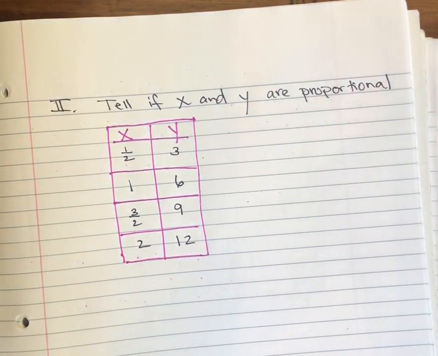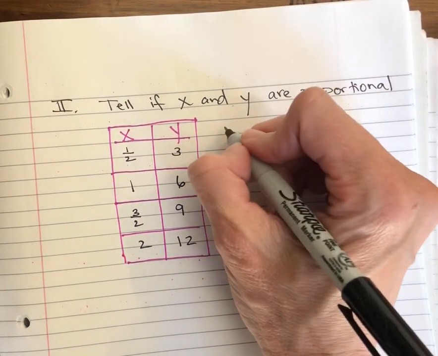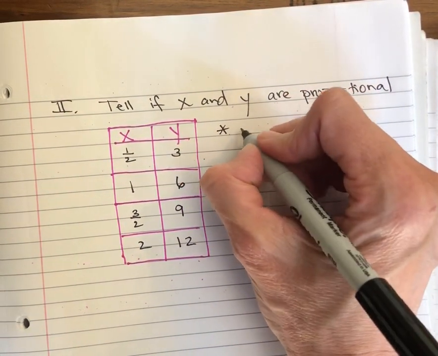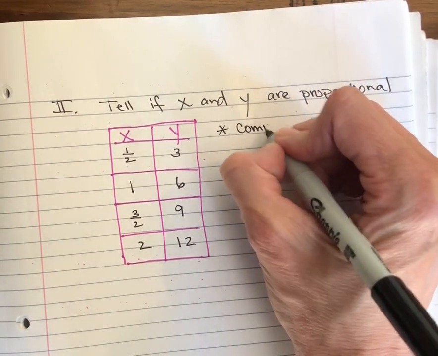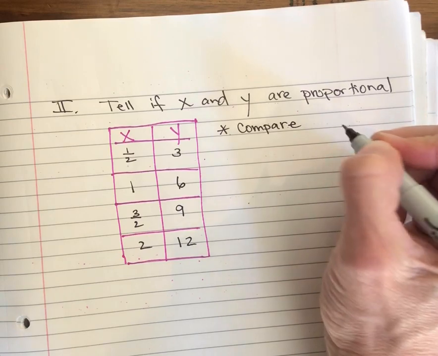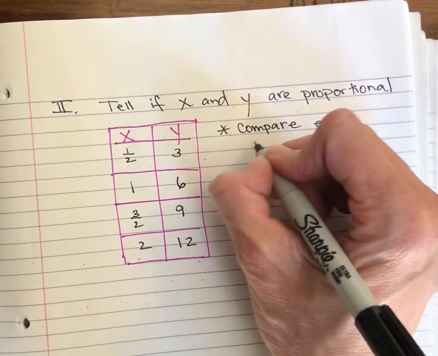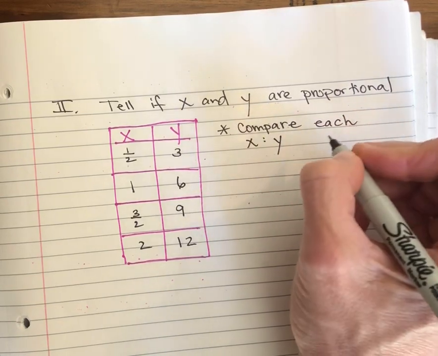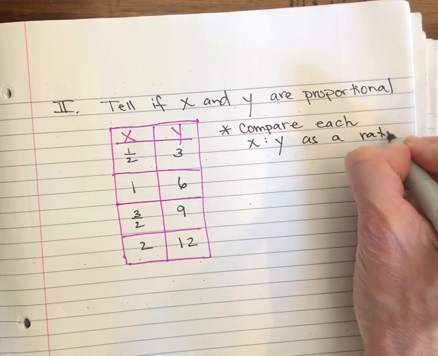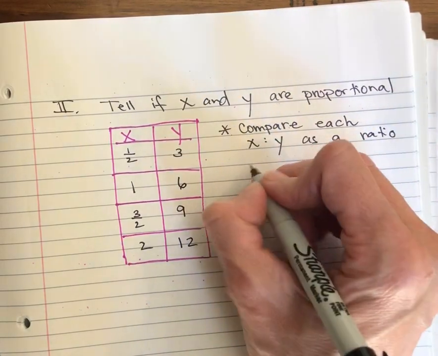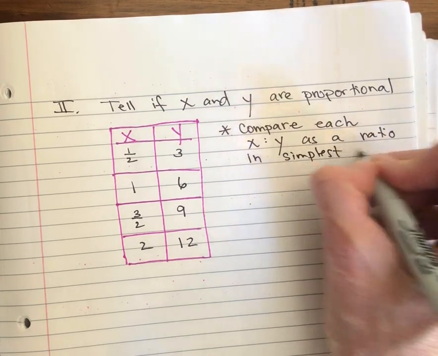Okay, so our job is to tell if X and Y are proportional. So we're going to do this by comparing each set of X to Y as a ratio in simplest form.